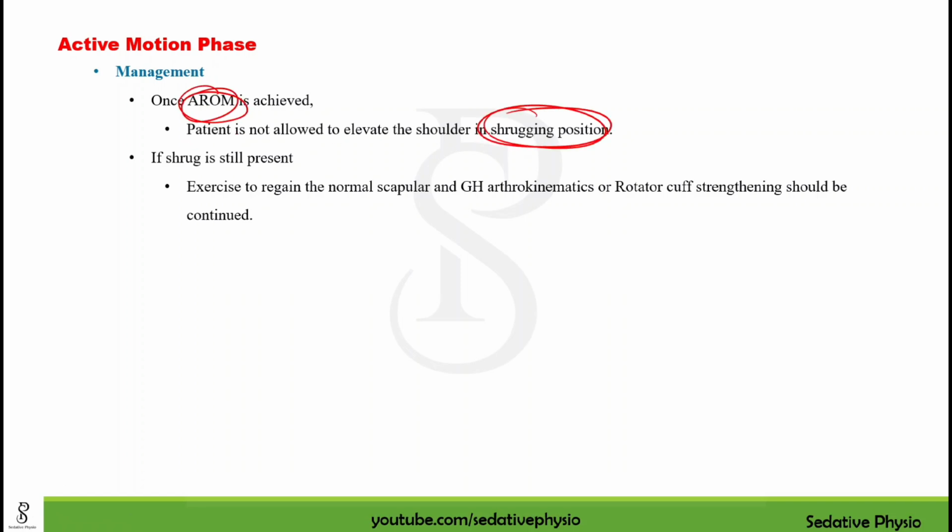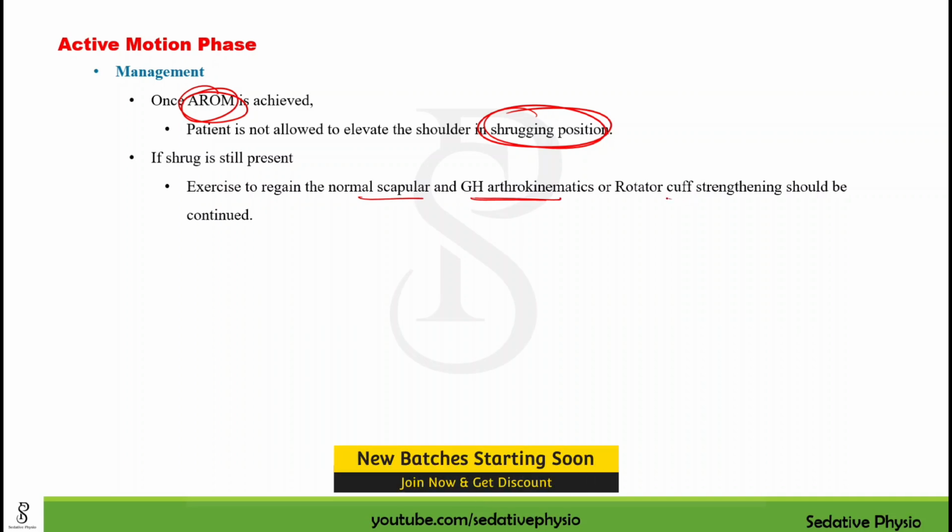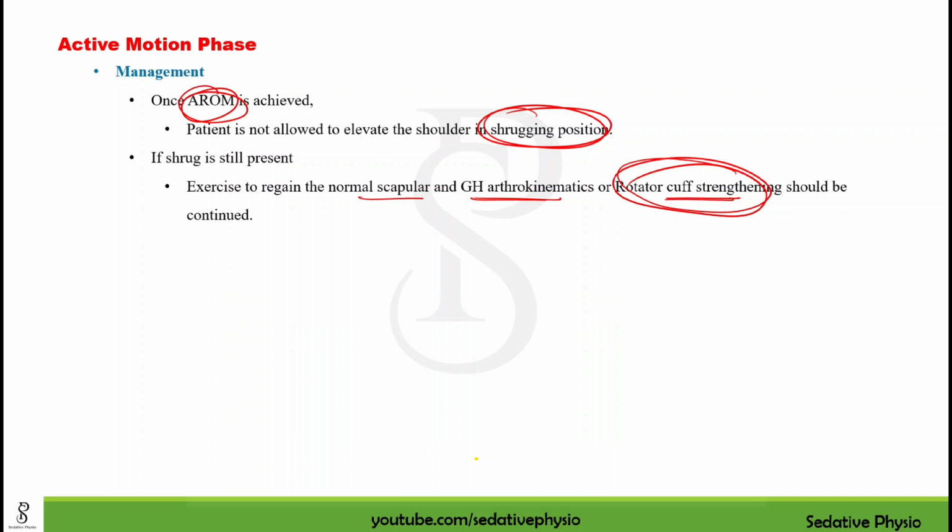Now, once the active range of motion is achieved, the patient is not allowed to elevate the shoulder in a shrugging position. Before the active range of motion is achieved, the patient basically elevates his or her shoulder in the shrugging position. But once the active range of motion is achieved, we won't allow that. But still, if the shrug is present, then we give exercises to regain the normal scapular and glenohumeral arthrokinematics, or rotator cuff strengthening.